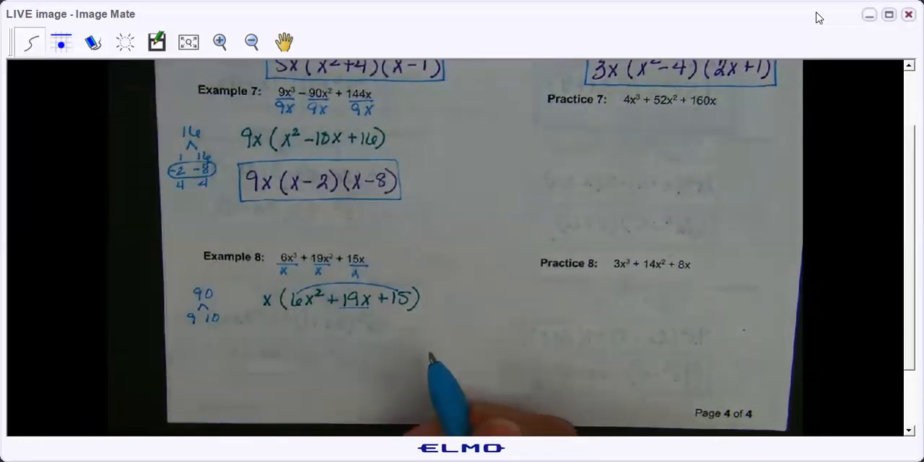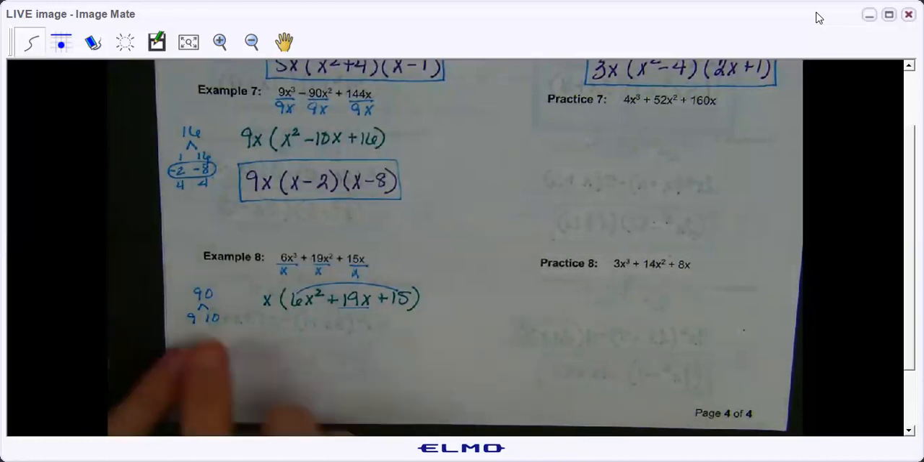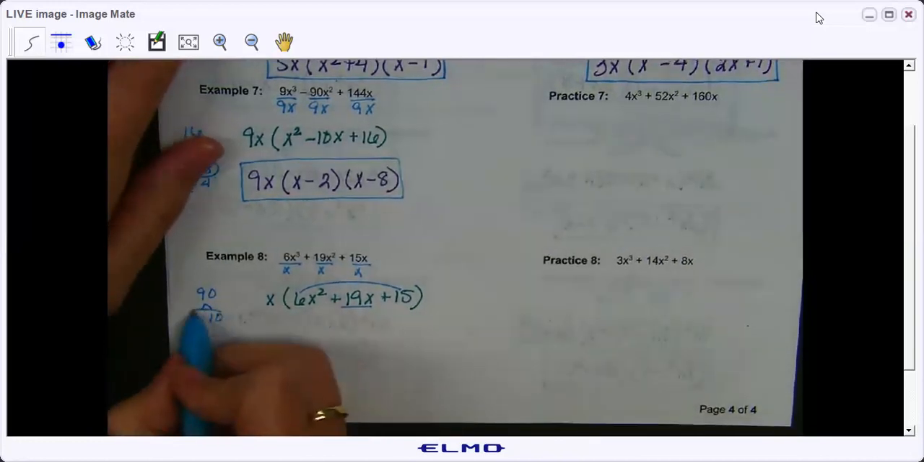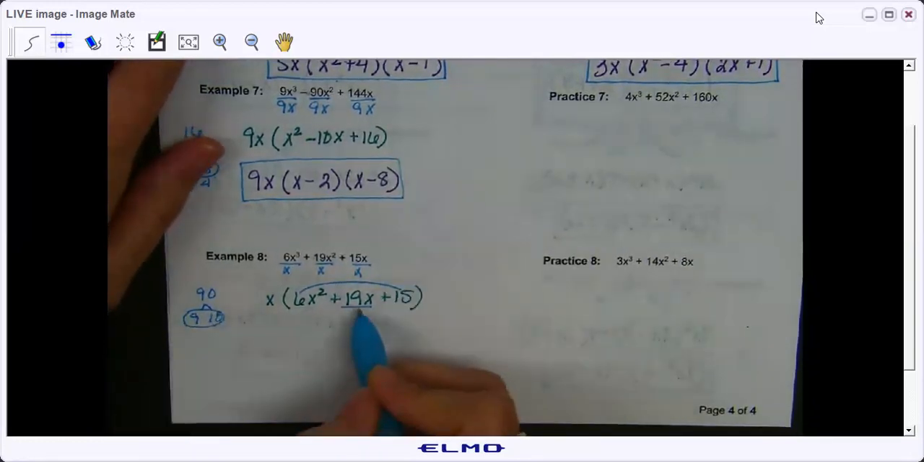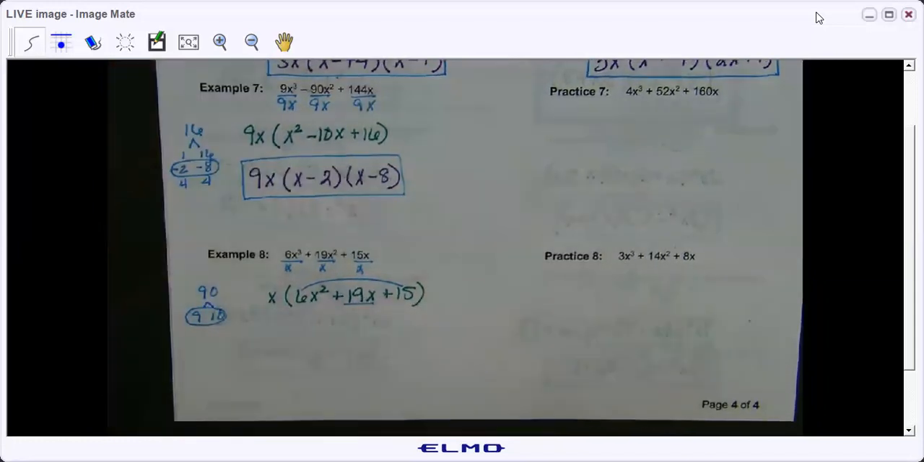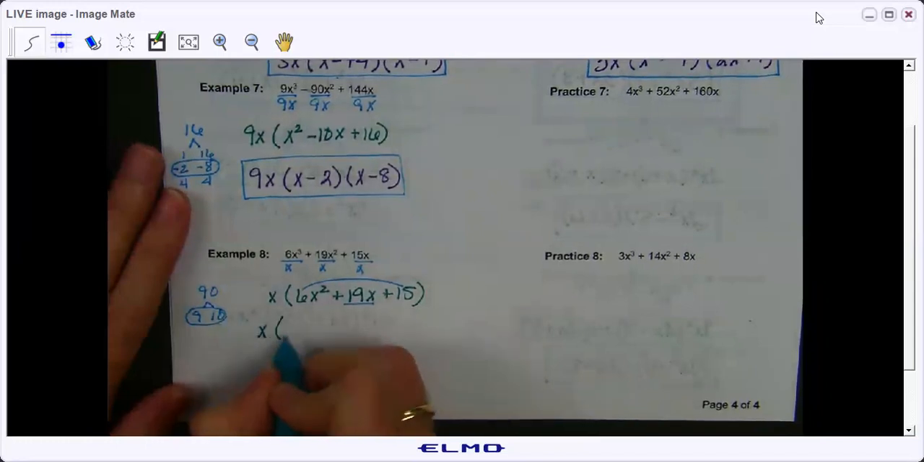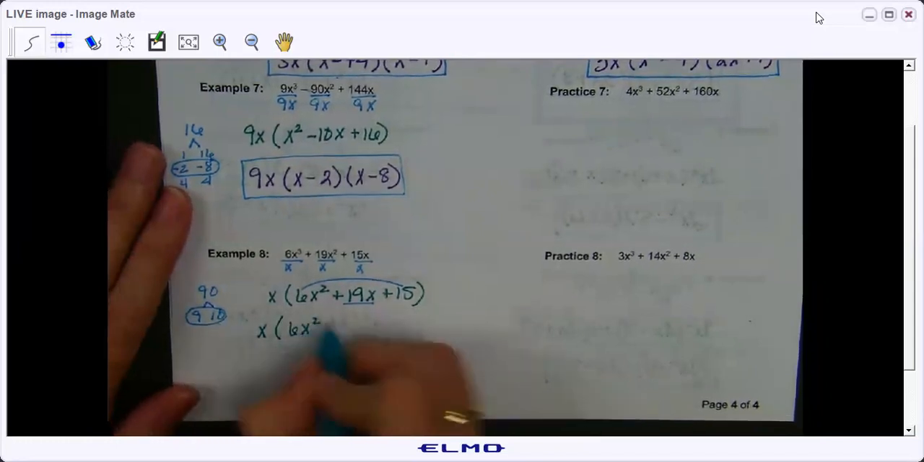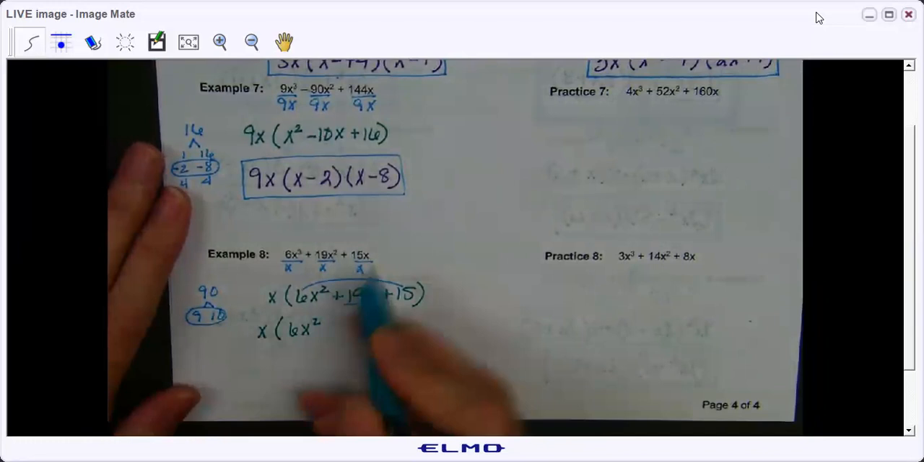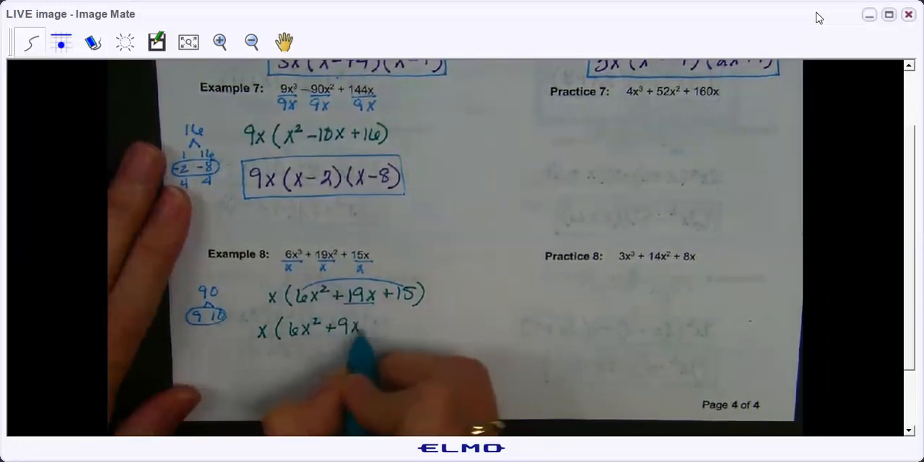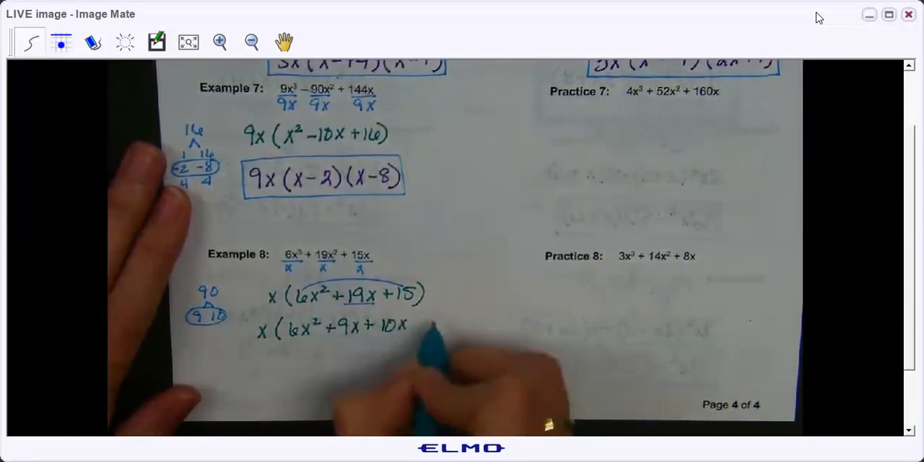Okay. So if you remember, this goes back to lesson 7-6. We're going to replace our 9x and 10x with 19x, because 9x plus 10x equals 19x. And then we can group and we can factor. So when we write this out, we still have this x on the outside. We still have 6x squared. We're just replacing the 19x with 9x plus 10x. And then we have our 15.